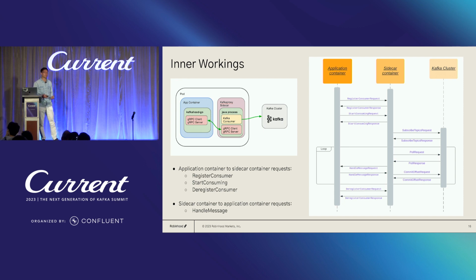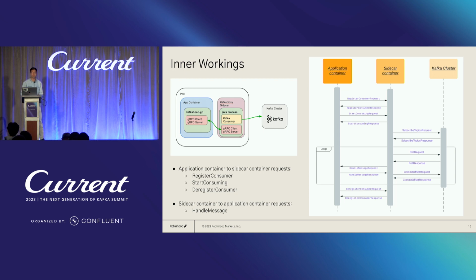When the application container starts running, it sends the register consumer request to the sidecar container. Once the sidecar container receives this request, it creates a Kafka consumer and sends an OK response back to the application container. Once the application container receives this OK response, it sends the gRPC request start consuming immediately, and the sidecar container starts this pull and push loop, as shown by the loop box in the right diagram.